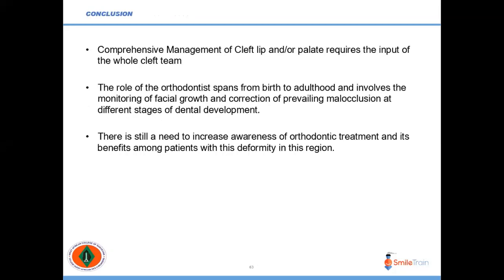So, in conclusion, comprehensive management of the cleft lip and palate patient requires the input of the whole cleft team. The role of the orthodontist spans from birth to adulthood and involves monitoring of facial growth and correction of prevailing malocclusion at different stages of dental development. There's a need to increase the awareness of orthodontic treatment and its benefits among patients with this deformity in this region.